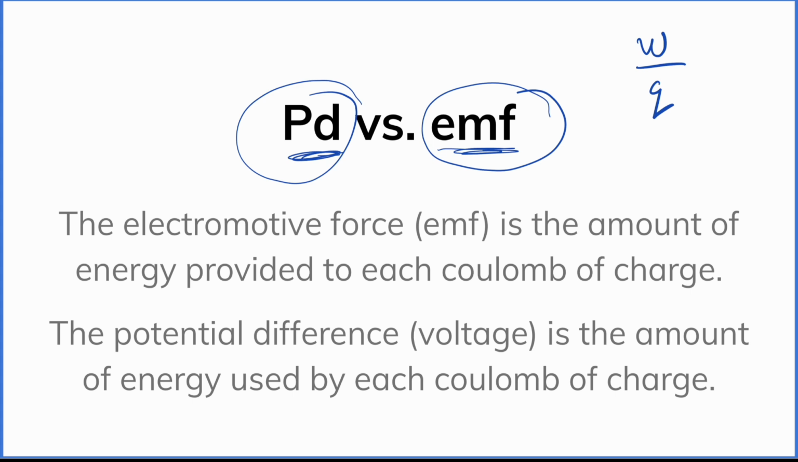So the key difference here, what we need to keep in mind, is that EMF is the amount of energy provided, so that's coming from the battery, and voltage is the energy being used, so that's used by objects in the circuit. Both have a unit of volts. PD is measured in volts and EMF is measured in volts. They're just slightly different because EMF is what's being provided and PD is what's being used.